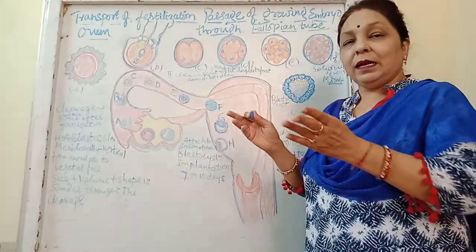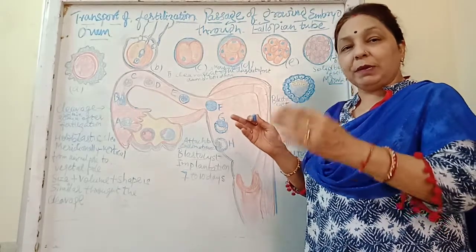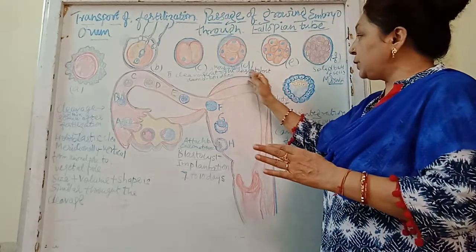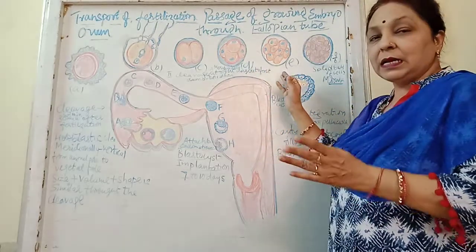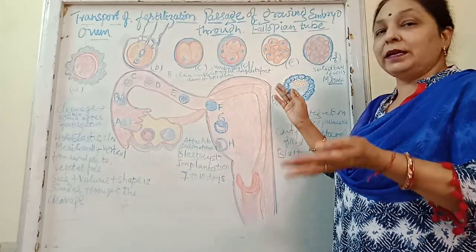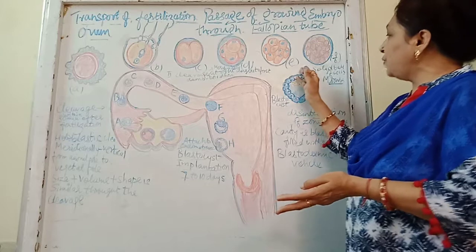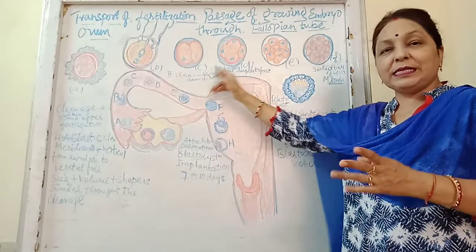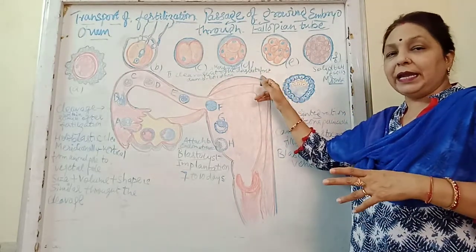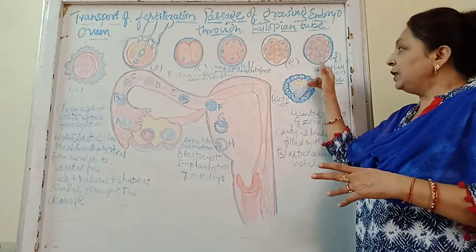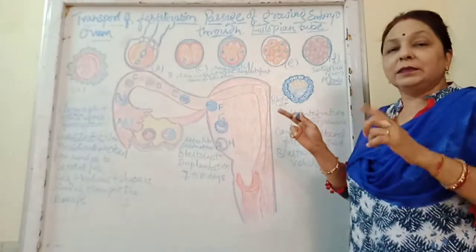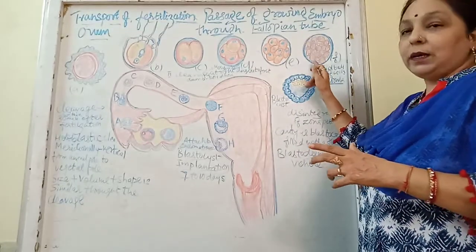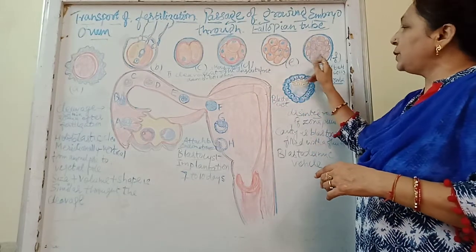Then subsequently many cleavages occur one by one, in an orderly manner, and therefore a solid ball of cells is formed: 2 cells, then 4 cells, then 8, 16 and then 32. The stage from 16 to 32 cells is called the morula, because here the blastomeres go on becoming smaller, as you can see.